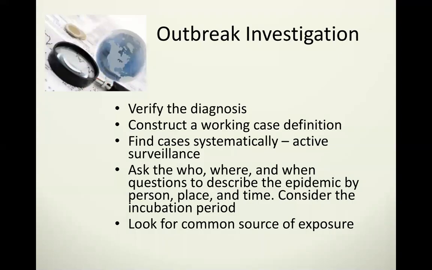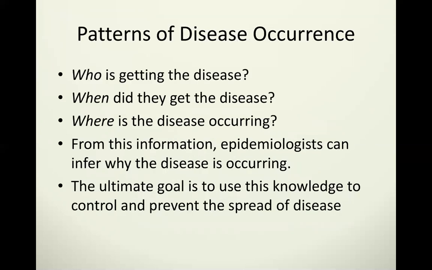So one of the big things an epidemiologist does is they verify the diagnosis. They first make sure it's really the disease, because a lot of times people will say, I've got food poisoning, but really they don't have food poisoning, they have the stomach flu. So first thing they do is they define it. They create a case definition, and then they start to do surveillance. They start to ask when, where, who, what, where the person was, and who they've been exposed to. So really covering who's getting the disease, when did they get the disease, where is the disease occurring.